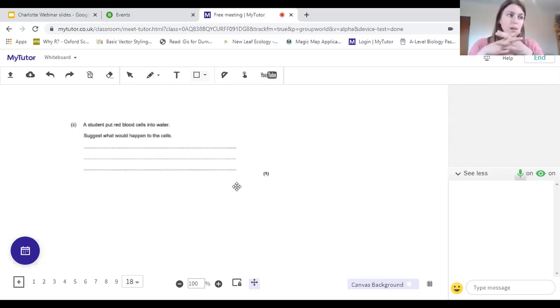Yes, it would become plump and eventually burst. Really good. Lysed, exactly. That's the key word there. Would become lysed. Good. Let's do a final skip through here for any questions.